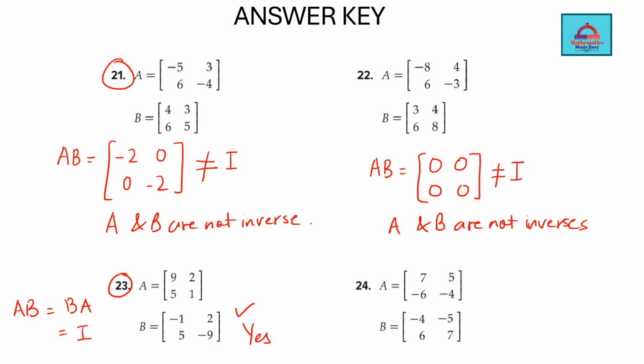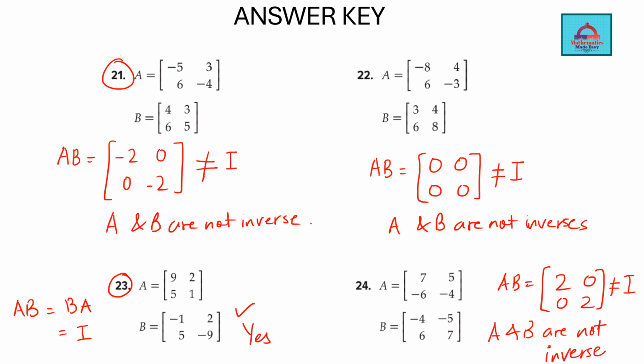And for the last one, question 24, when you do A multiplied by B, this is going to come out to be 2, 0, 0, 2, which is not identity. So if it is not identity, they cannot be inverses. So therefore, A and B are not inverses. So this completes the first set of questions from this part. Let's do a little bit more on the next slide.